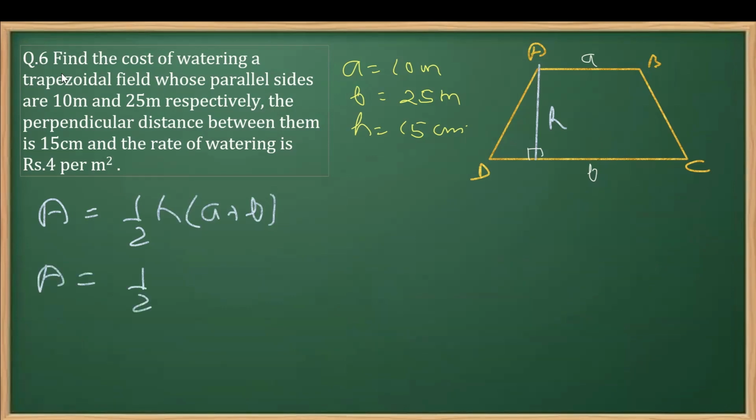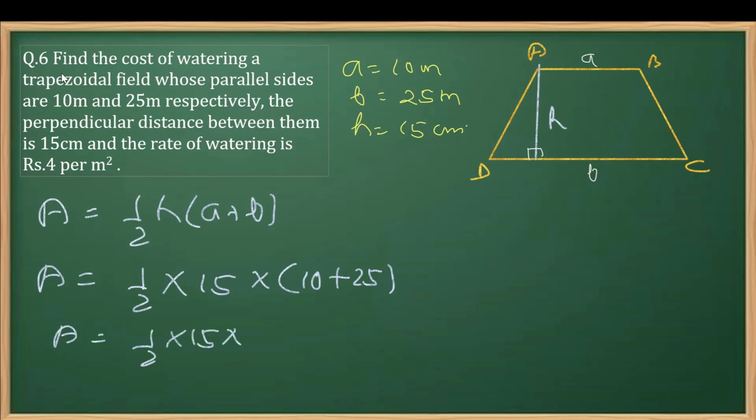So that gives you half into h replaced with 15, and the sum of the parallel sides as 10 plus 25. So area comes out to be half multiplied by 15 into, how much is this? 35. So the area will be multiplying 35 with 15; we will not be converting to decimal. I'll tell you the reason why I'm not converting. So 15 into 35 is how much? 525 over 2, and the unit is meter square.